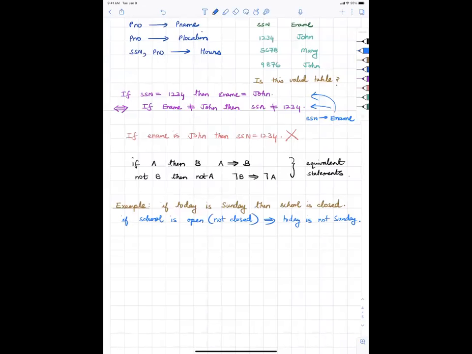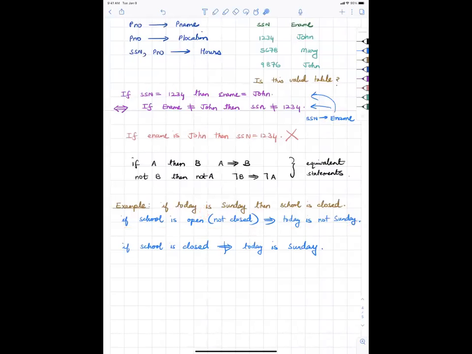But if I said that if school is closed, that does not imply that today is Sunday. School could be closed because it's spring break. It could be closed because it's Christmas. It could be closed for any reason. So just because school is closed does not imply today is Sunday. So the statement in brown does not mean this. What it means is that if school is open, not closed, then today is not Sunday. So these two statements are equivalent statements.